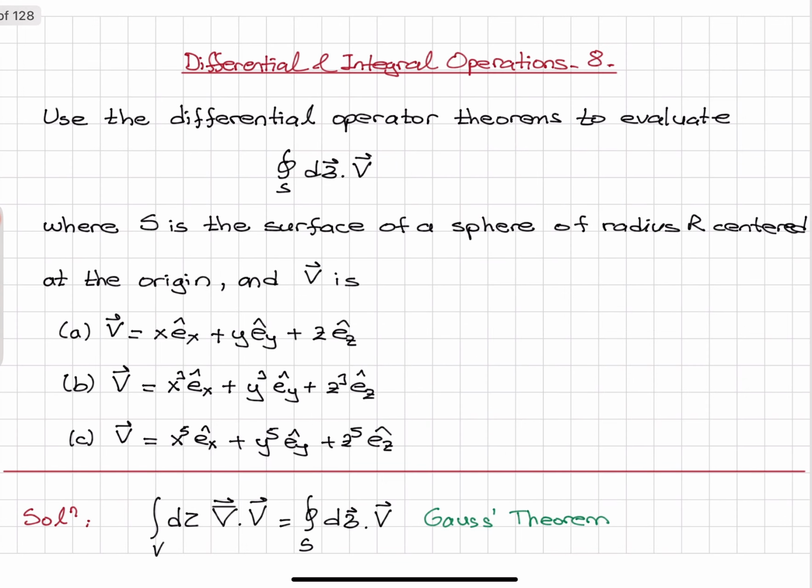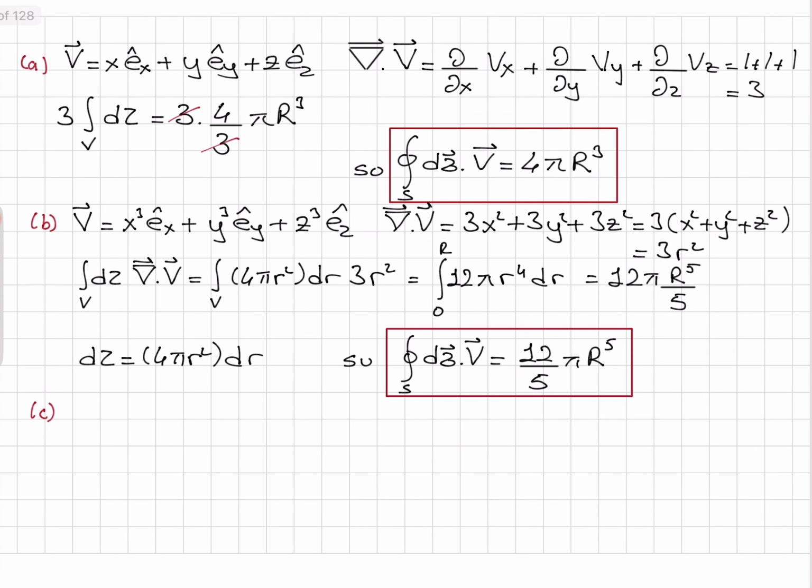All right, so we were asked to use an appropriate differential operator theorem to evaluate this integral. The closed surface integral dσ dot V is the volume integral over the volume enclosed by the surface, dτ divergence of V. So we have to calculate the divergence of these two vectors. For x e_x hat plus y e_y hat plus z e_z hat, the divergence is x derivative 1, y derivative 1, z derivative 1, so 3. So 3 times the integral dτ, which is the volume of the sphere, 4/3 π R cubed. So we obtain 4π R cubed.